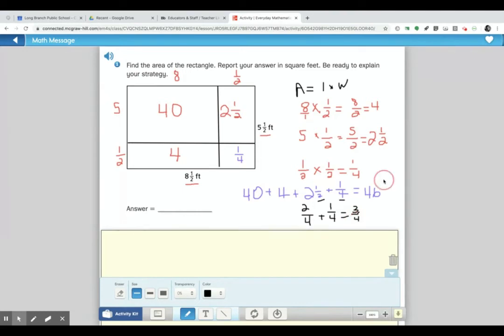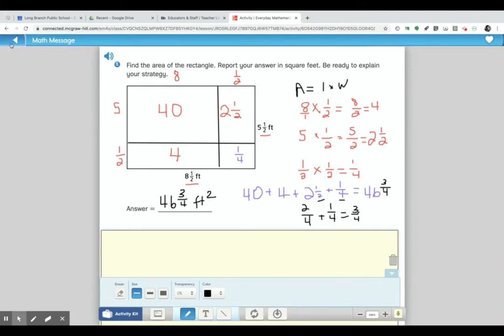And then I'm going to add my 3/4 right here. So the answer that I have all together is going to be 46 and 3/4. And because we're finding area, we got to make sure that we always label. So our label is in feet. And because it's area, feet times feet is going to be feet squared that we have for our final answer.